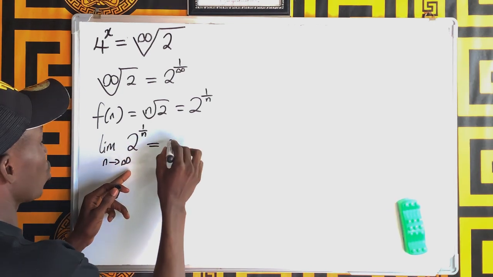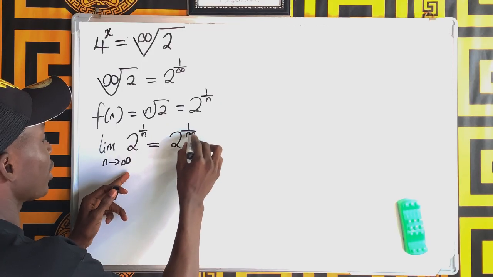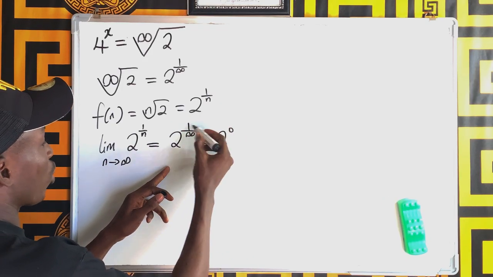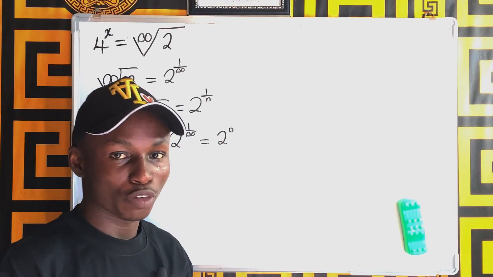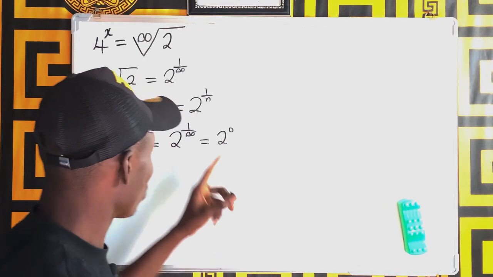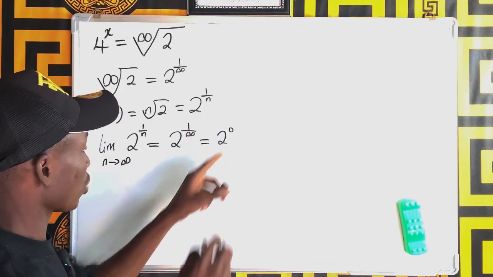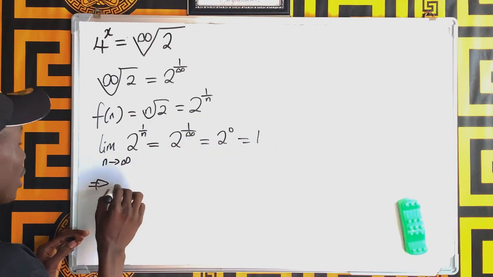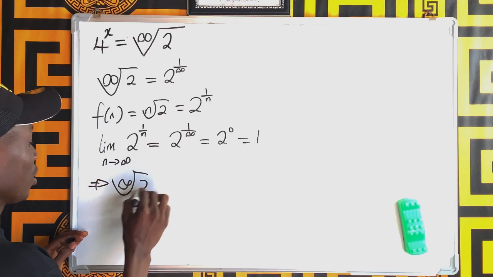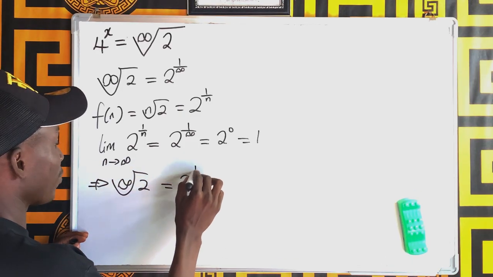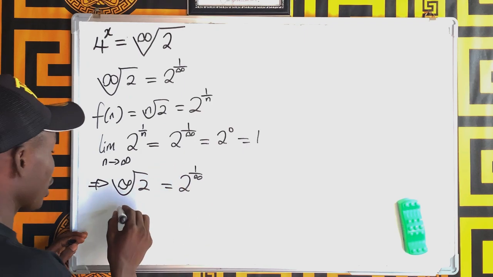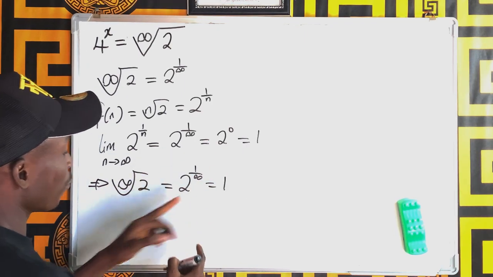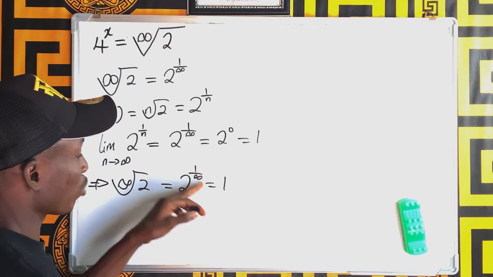This will be equal to 2 raised to 1 divided by infinity, which is equal to 2 raised to the power of 0, because anything divided by infinity in the limit of a function is 0. So 1 divided by infinity is 0. We are having 0 here, so this is equal to 1. This implies that the infinity root you are seeing can also be seen as 2 raised to the power of 1 divided by infinity, and if you apply it here, if n tends to infinity, you have 1.